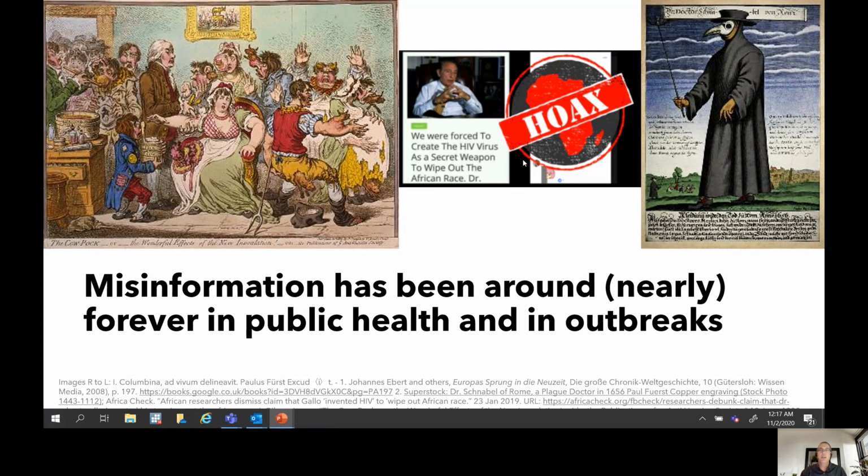And then a more contemporary example is related to the HIV response, or the HIV pandemic, and how there was a widespread belief that the HIV virus was a secret weapon to wipe out the African race, another source of misinformation that got a lot of traction as well.